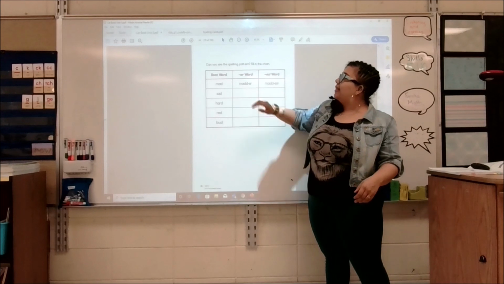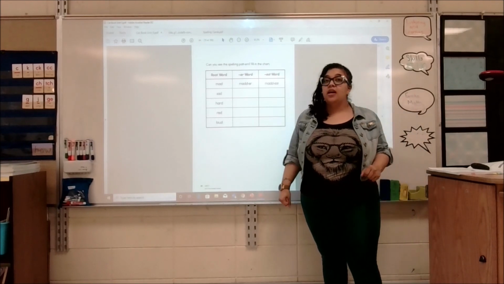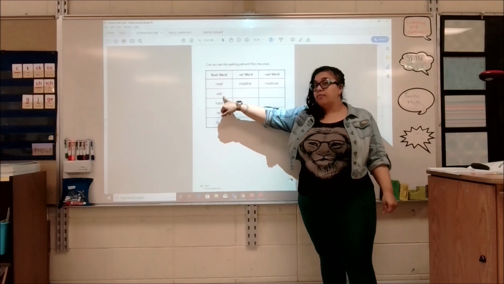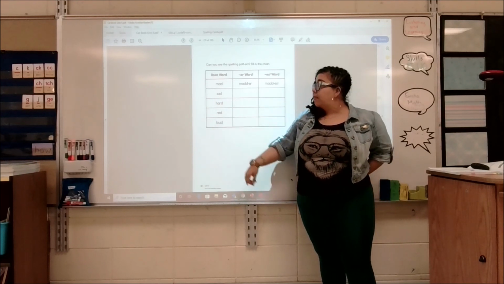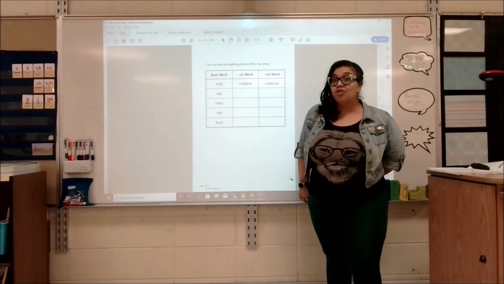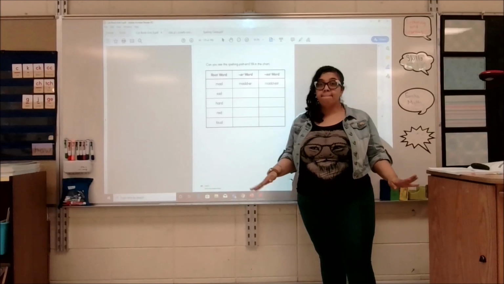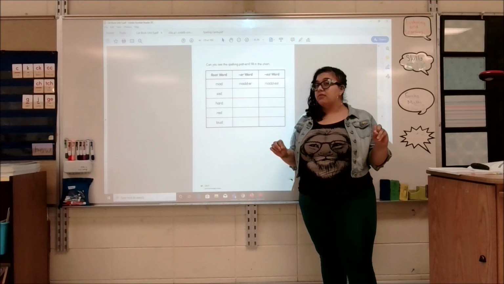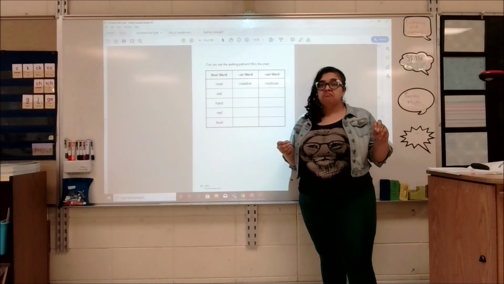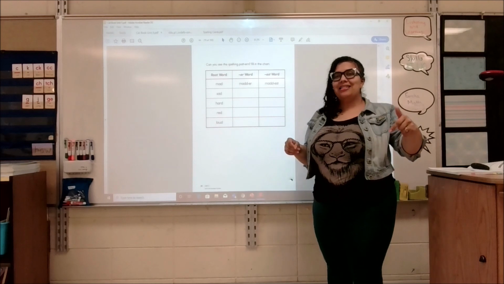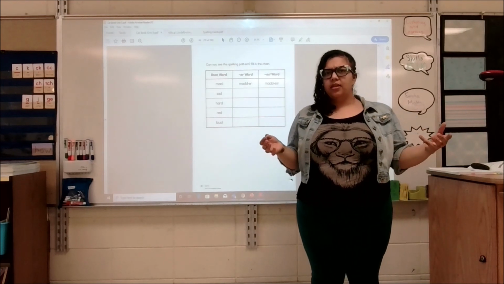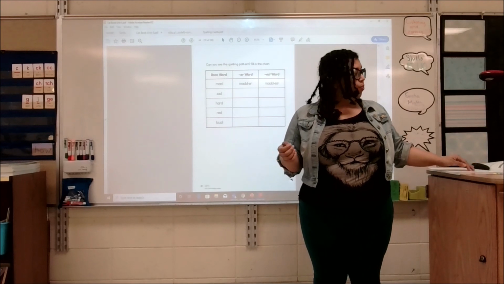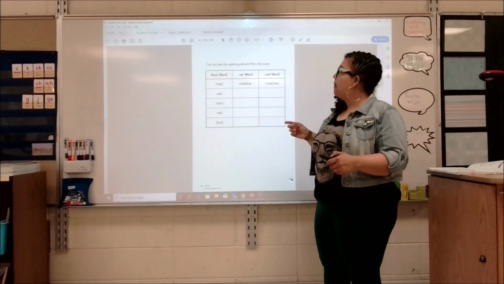But in order to add the ending, sometimes we have to double the last letter. If the vowel sound is short and followed by a single consonant, you have to double the last letter. If it is not a short vowel, do you double the last letter? I think not. If it's a vowel team, you don't double the last letter. If there's more than one consonant after the short vowel, do we double the last letter? Nope, not even a little bit. All right, guys, so that's the back side.